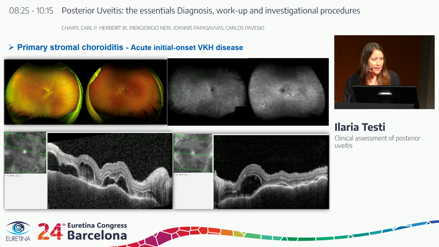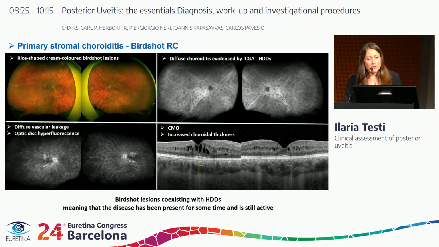So we are dealing here with acute initial onset VKH. You can see on the ICG diffuse stromal choroiditis with multiple hypofluorescent dots. You can see the retinal detachment on the OCT, and clinically you can see the multiple subretinal fluid and retinal detachment. Another primary stromal choroiditis is birdshot.